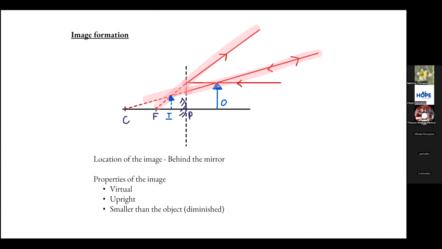Teacher, we have to draw the image formation in the notes, right? You have to draw this ray diagram and write what's underneath that. Okay?